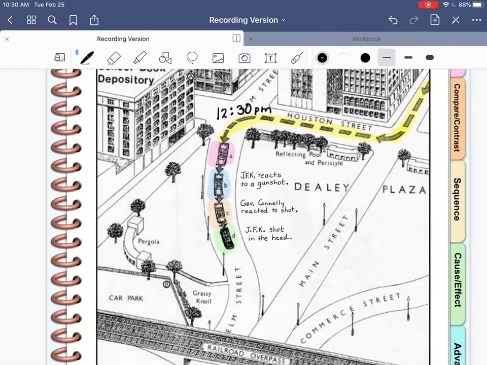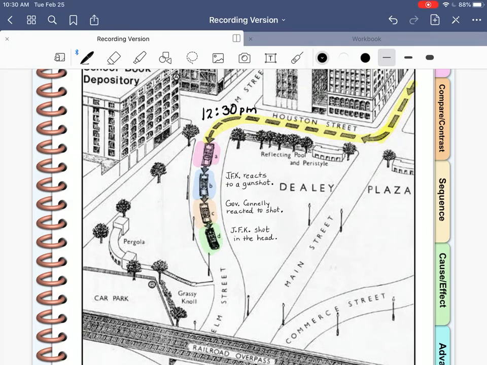Okay, witnesses reported that they saw a puff of smoke over here. The witnesses said in the car park, we saw a puff of smoke.